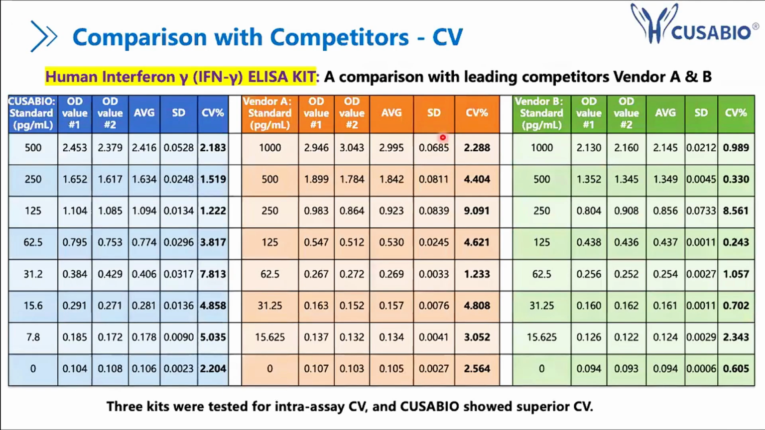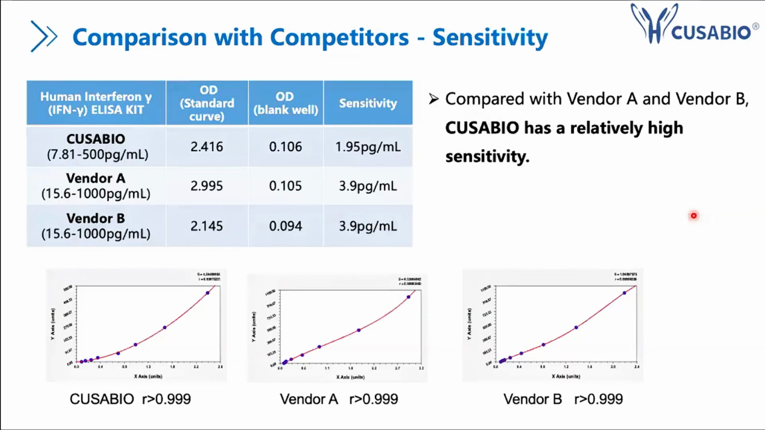Then the third comparison is with a different kit, the human interferon gamma, the IFN gamma ELISA kit. This comparison was between CUSABIO, vendor A and vendor B. As usual, we start with the standard and build the standard curve. The 3 kits were tested for the intra-assay CV. And still, CUSABIO showed superior CV than vendor A and vendor B.